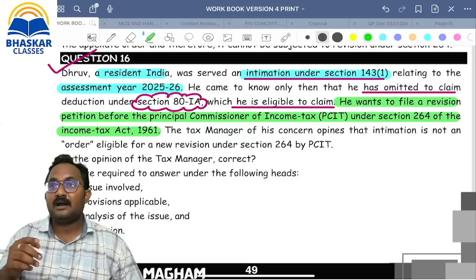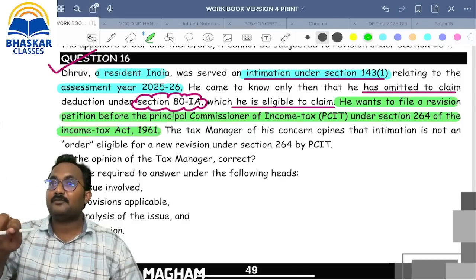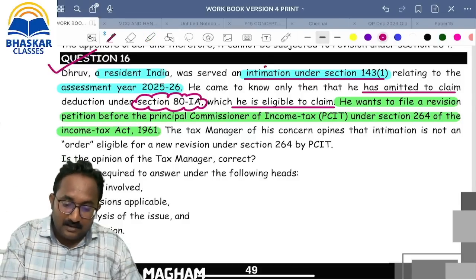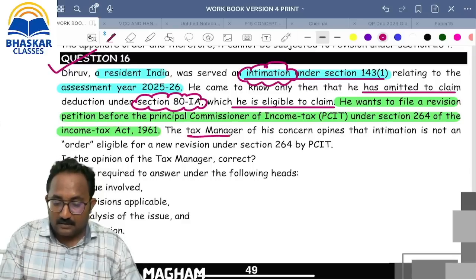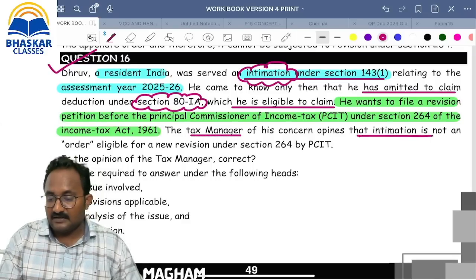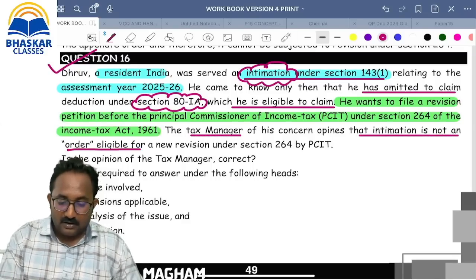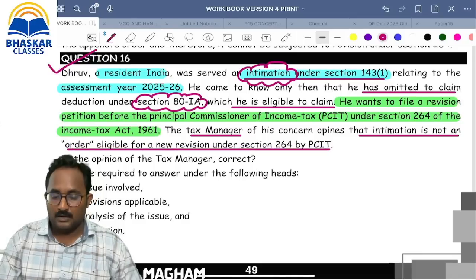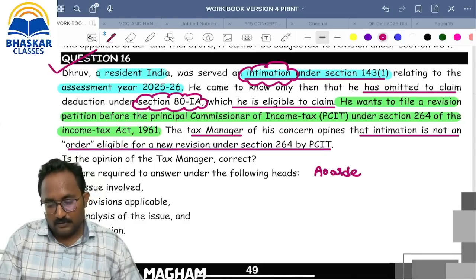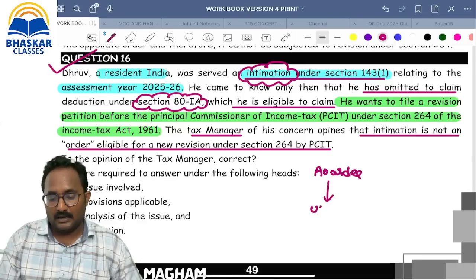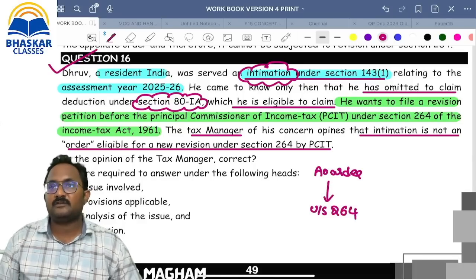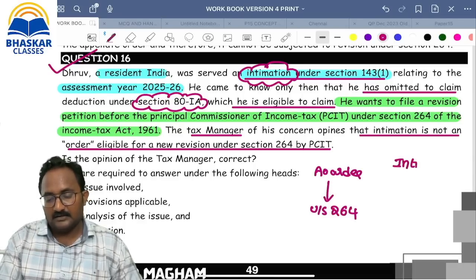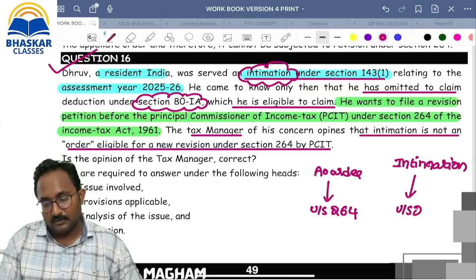If that is an assessment order, then against that assessment order you can apply for revision. But it is just an intimation. Now, as a tax manager, saying that intimation is not an order, it is not eligible for revision under section 264. If that is an AO order, yes, you can pay 500 rupees and ask for revision under section 264. But here, in our case, it is not an assessment order. It is just an intimation. Can we go for the revision under section 264 or not?